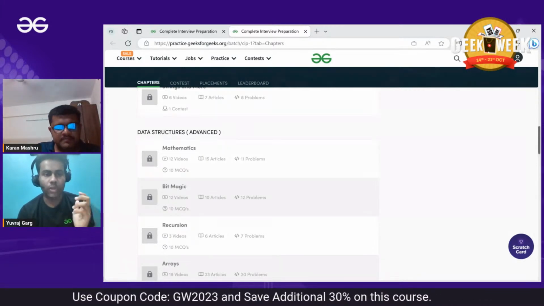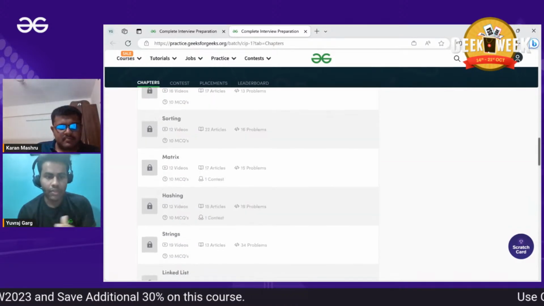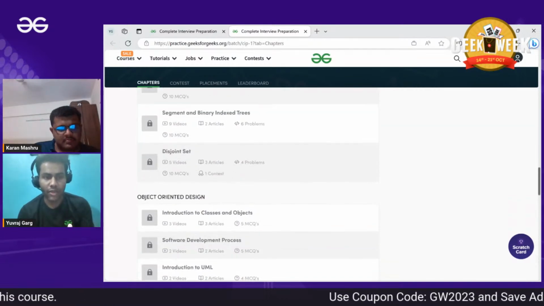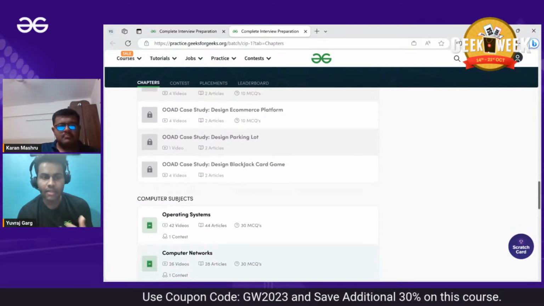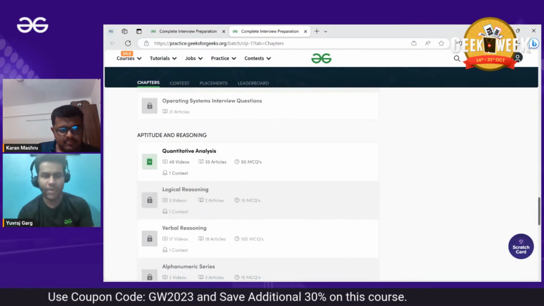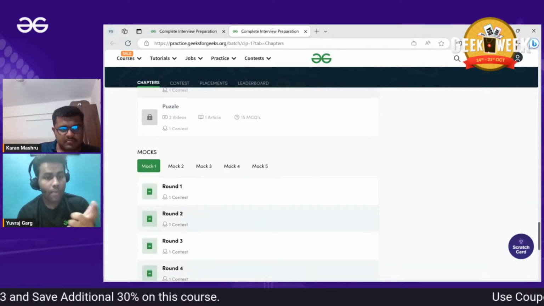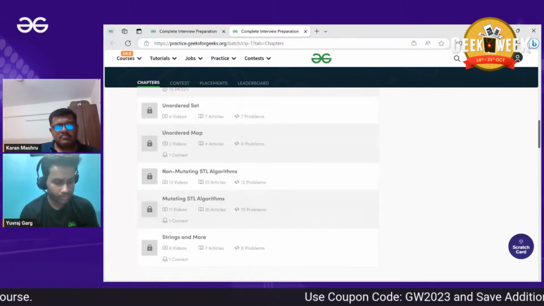So that is also covered. Data structures, like I was talking about, advanced data structures. So all of these things, Q, DQ, backtracking, tries, DSUs, everything is covered. And like we talked about core subjects, computer subjects, everything, aptitude, mocks at the end also. So there are projects also and mocks. So you are given 5 mocks. So everything is being given to you.